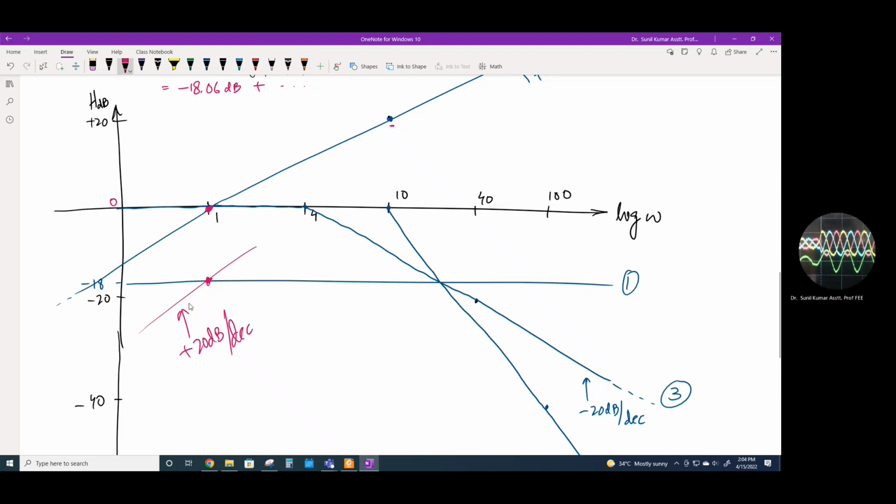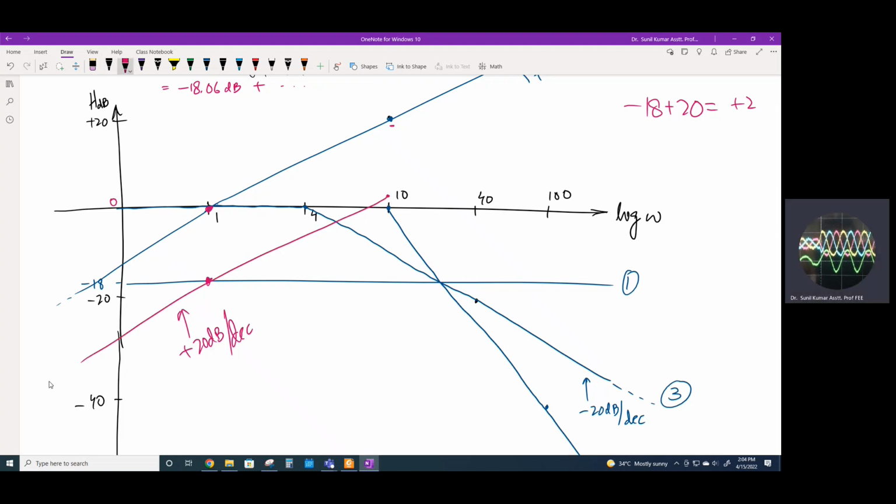No, sorry. At omega equals 1, it is minus 18. So reaching omega equals 10, it should move up by 20 dB. That means minus 18 plus 20 gives me plus 2 dB. So it should reach somewhere here. So let's connect these two lines. Okay, but we will not extend this line up to 10, but rather stop it at omega equals 4, because after omega equals 4, we have line number 3 coming into action.